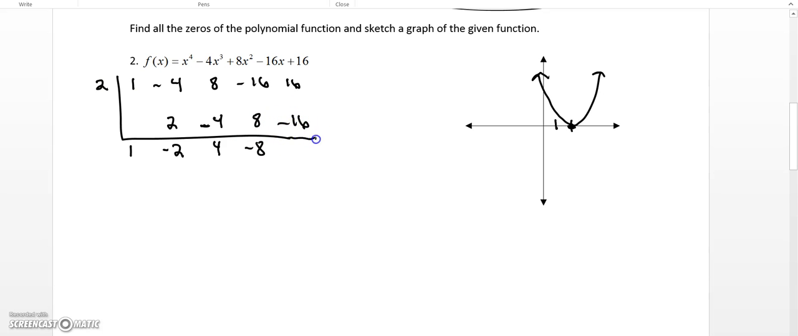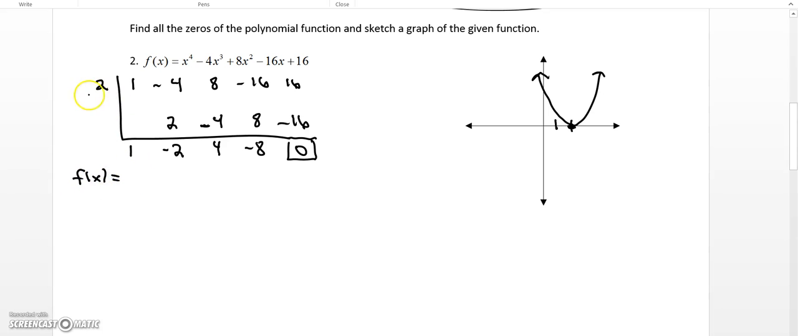And be careful with all that math. I know again at the end, 16 plus a negative 16 should equal 0. If I don't get 0 there, somewhere in that process, I made an arithmetic error. All right, so now let's factor this further so we can solve it.